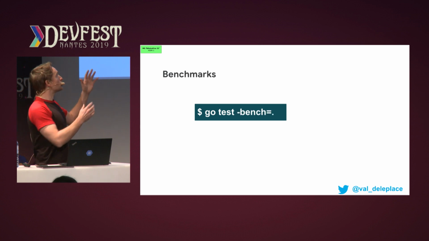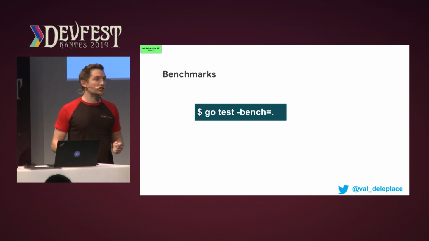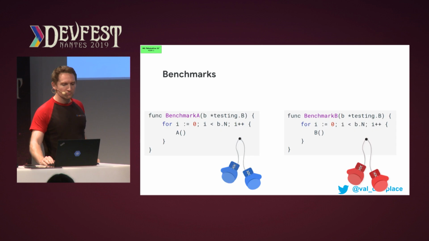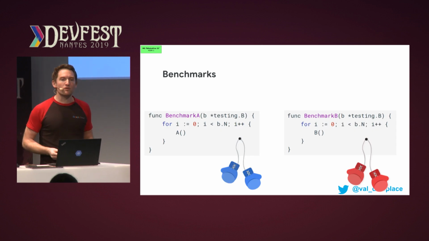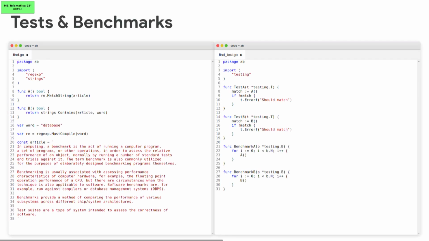This is how you run your benchmarks, integrated in the Go test subcommand with an additional flag. This is a powerful performance feature of the Go tooling. Write two benchmarks calling A and B respectively, and see which one is the fastest. Here are two functions, A and B, which do the same thing.